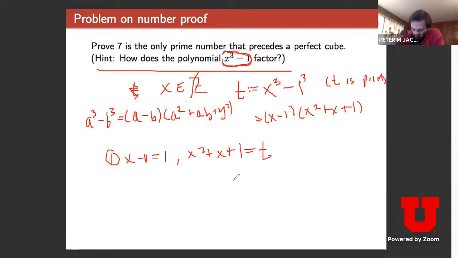Also, we're not skipping a step, but remember that this is a factorization because both of these are integers, because integers are closed under addition and multiplication. So this is an integer and this is an integer, and that's why this is a factorization of t. So we know t is prime. So the first case is that the first term is 1 and the second term is t. And the only other possibility is that the first term is t and the second term is 1.